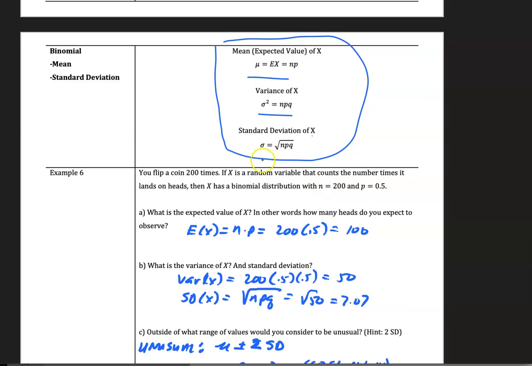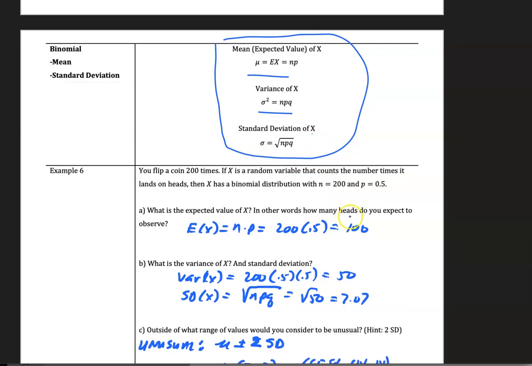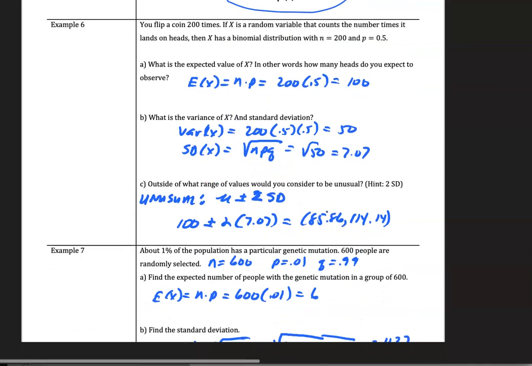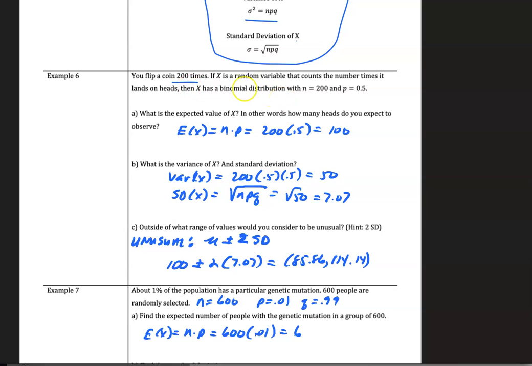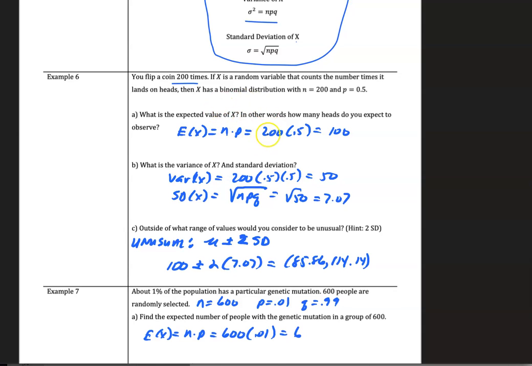What are our expected values under these conditions? Looking at examples 6 and 7, if you flip a coin 200 times, what is the expected value? In other words, how many heads would you expect to observe? The calculation is just n times p. P is 50%, so you expect 100, about half. And that's the idea under these binomial situations.